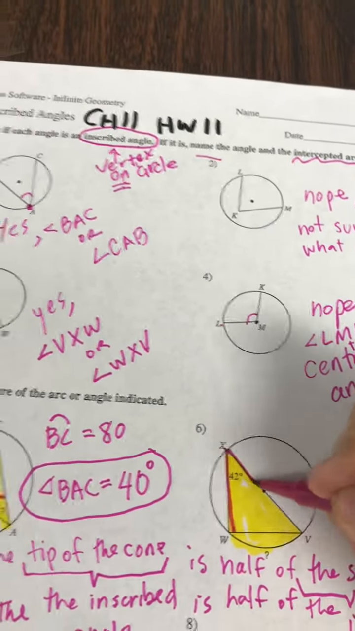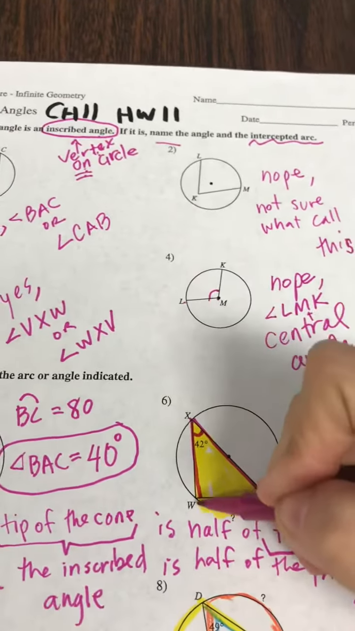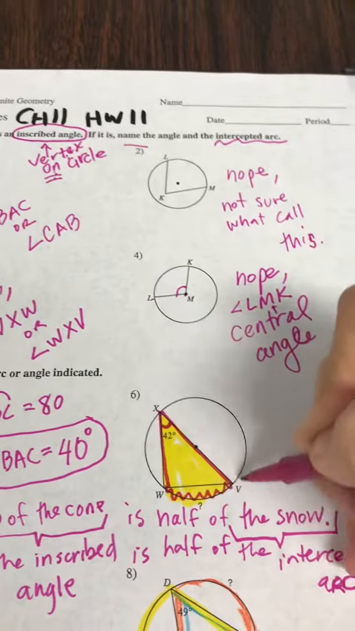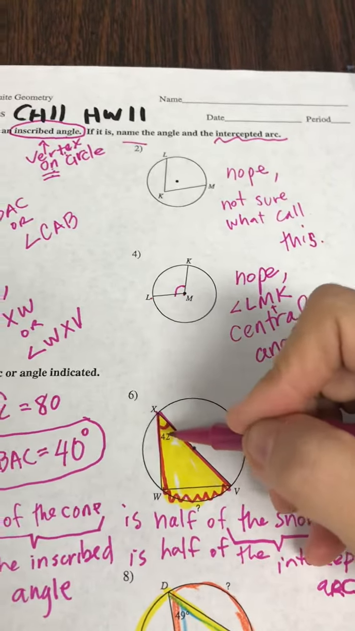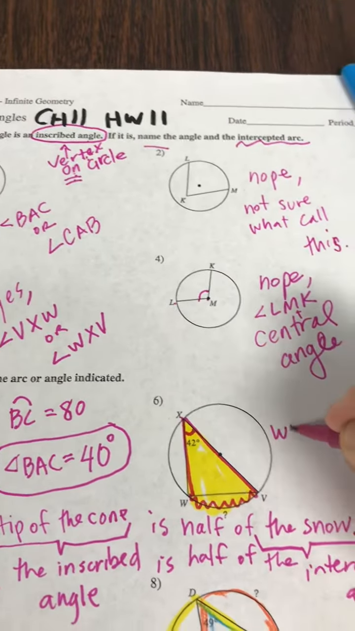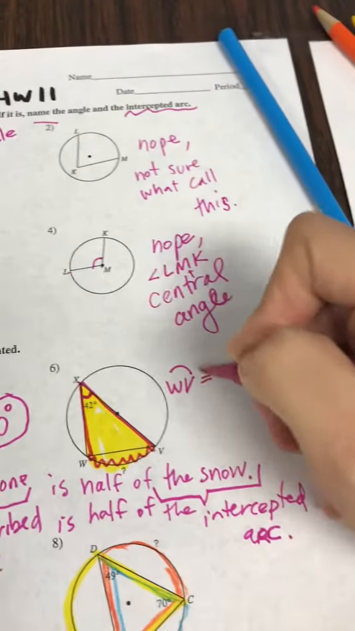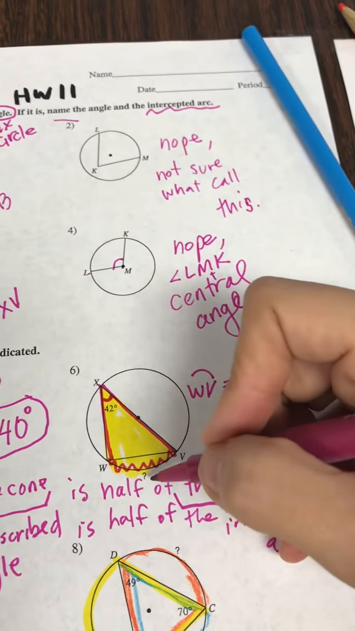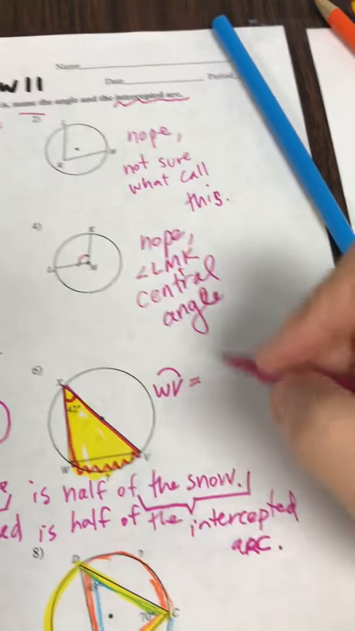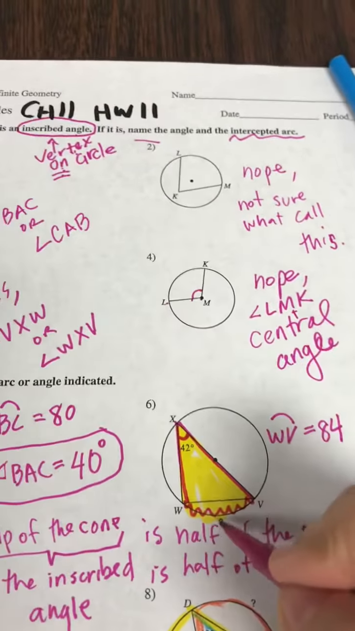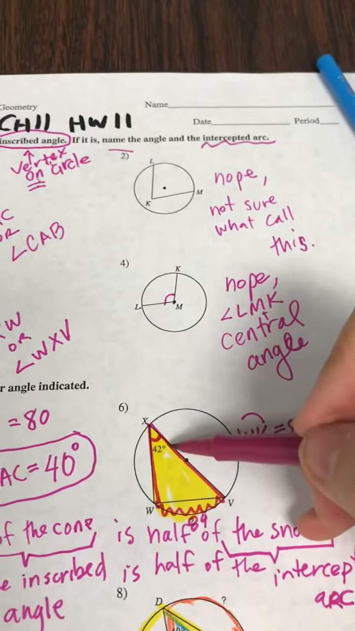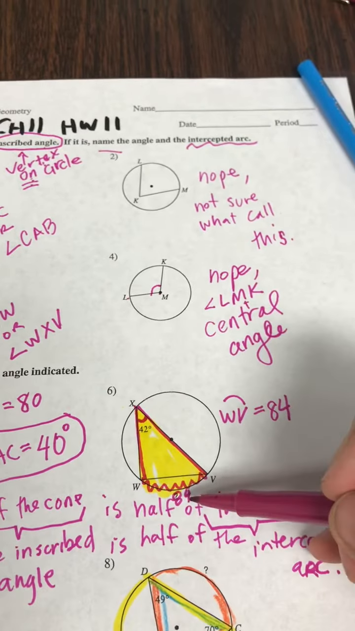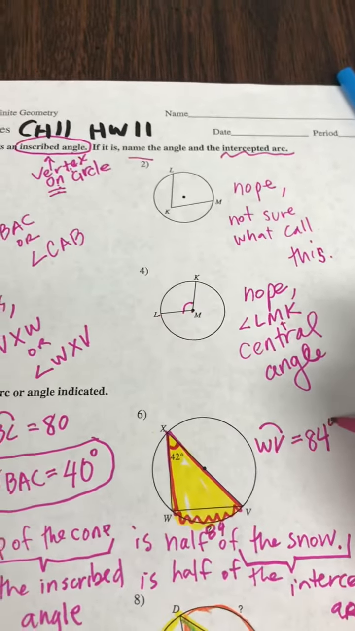Same thing, the inscribed angle, and that's the intercepted arc. So the tip of the cone, 42, would have to equal half of the snow, WV. So if the tip is 42, this would have to be 84. Now let's double check our answer. Is the tip of cone 42, half of the snow, 84? Yep. And these are in degrees.